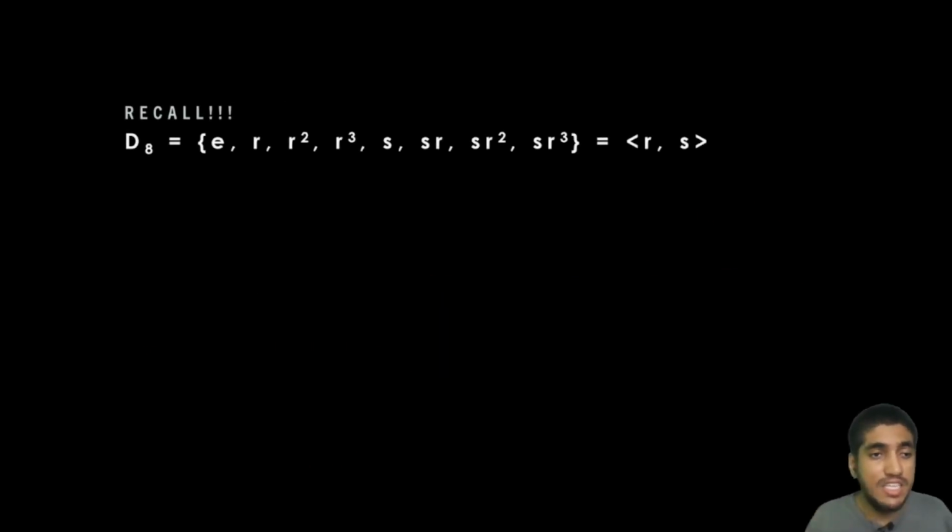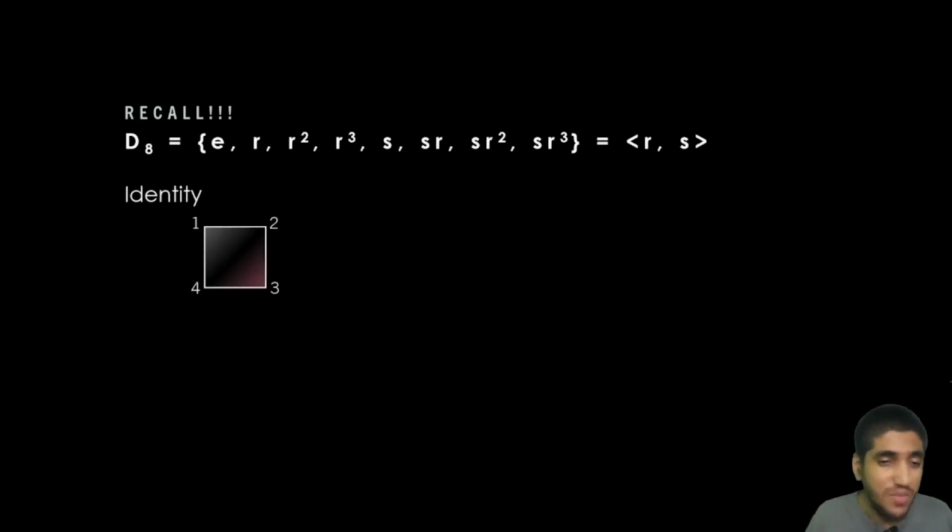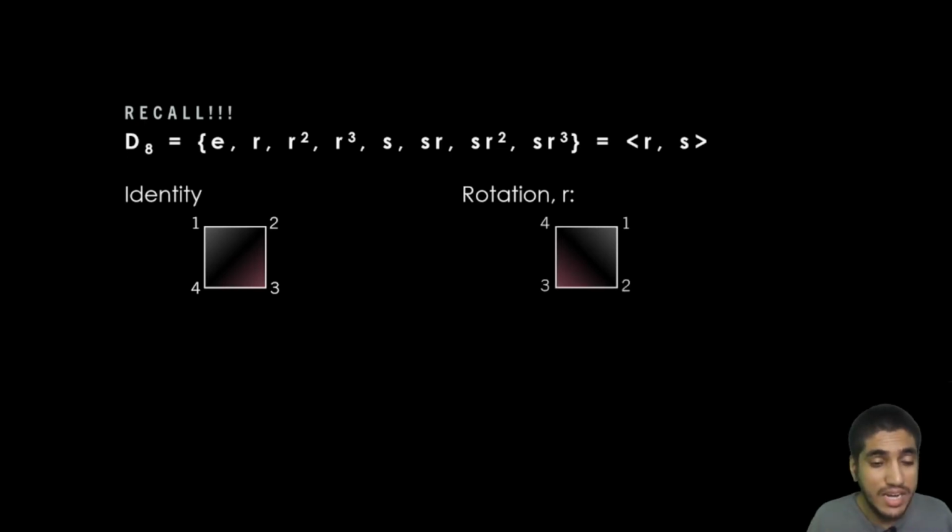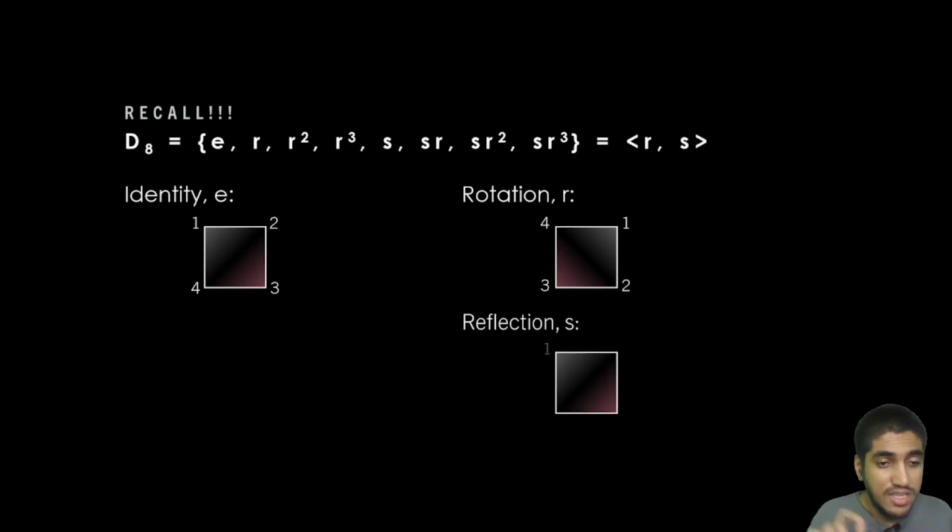Recall that D8 is equal to group generated by r and s, where r to the power 4 is equal to e and s squared is equal to e. Identity, let's call it e for now, is a square with labels as shown here. Rotation of this square clockwise by pi by 2 radians or 90 degrees is denoted by r. s is a reflection in the line which passes through vertices 1 and 3.